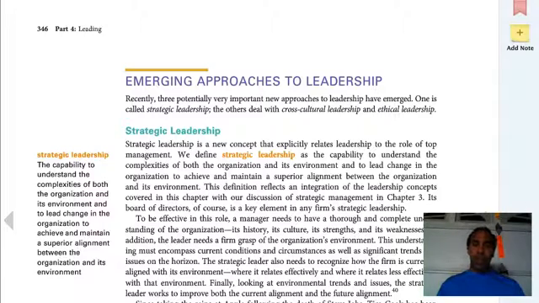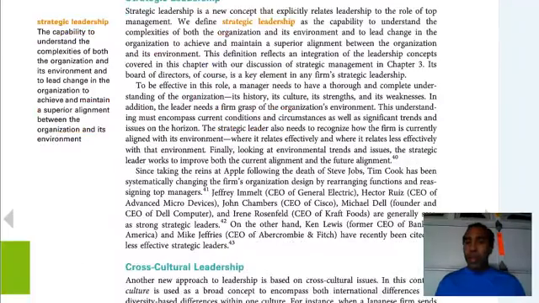Strategic leadership, so the capability to understand the complexities of both the organization and its environment, and to lead change in the organization to achieve and maintain a superior alignment between the organization and its environment. So remember, when we talked about it, it went strategic goals and movements, then it went to tactical, and then it went to operational. Those that make the strategic ones are at the very top. They're the CEOs, the COOs, those big wigs that are at the top are the ones that are implementing the strategic leadership.